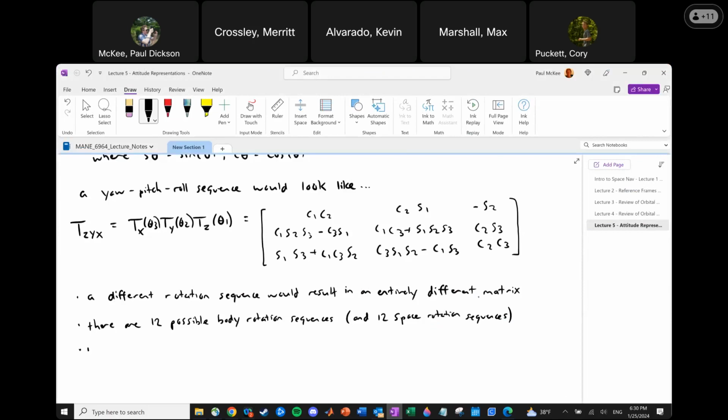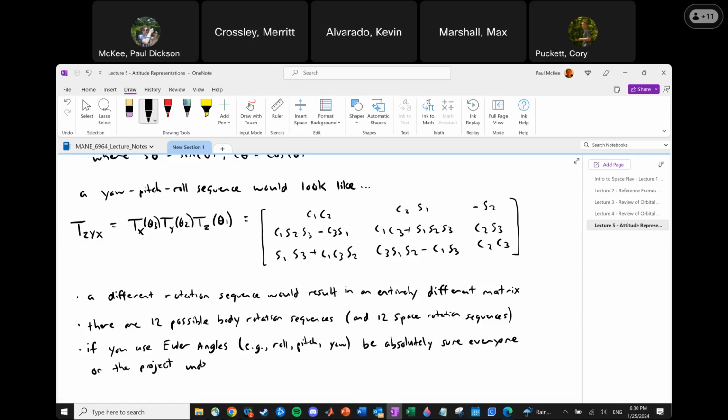And then we have to be careful here. If you use Euler angles, and for example, roll, pitch, and yaw are Euler angles, this 3 rotation sequence, be absolutely sure everyone on the project understands the sequence.